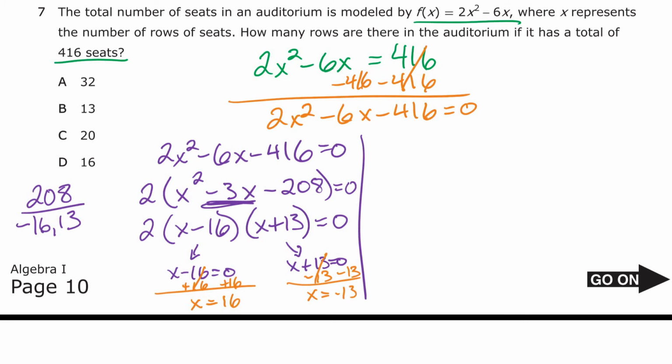Which one of those makes sense in the context of how many seats there would be in an auditorium? Not the negative number, but 16. That's our answer. Now, if you cannot do that, you can always use your calculator.